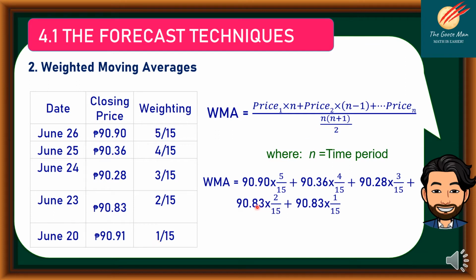Therefore, we can say that the weighted moving average is equal to 90.62.